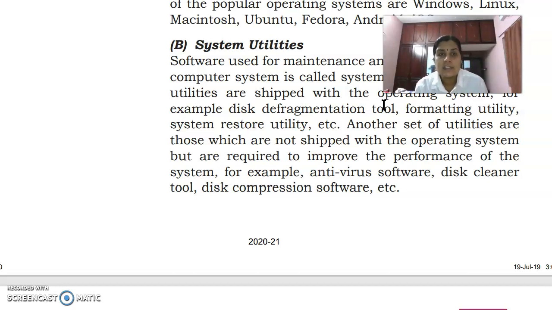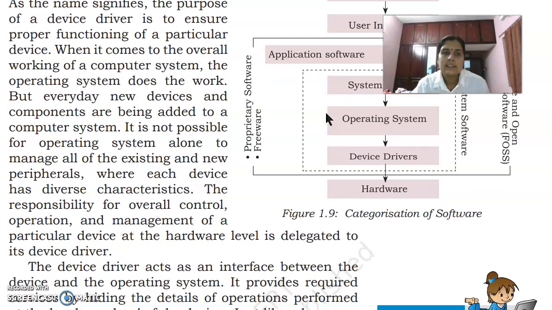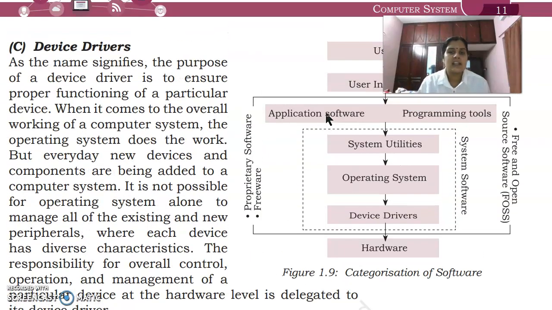So by using system utilities, a computer's performance can be improved. Software for maintenance and configuration is known as system utilities. By using system utilities, our performance will be improved. Some come with the operating system, and some are not included in the operating system. Next software is device driver.